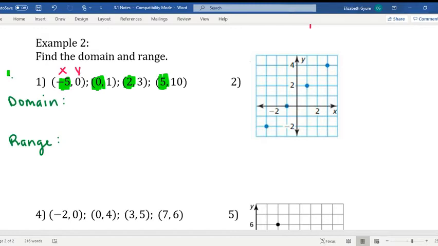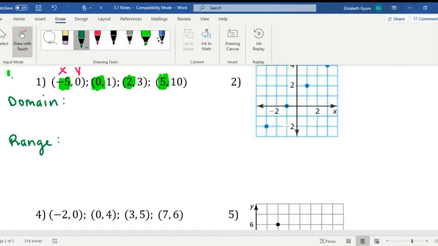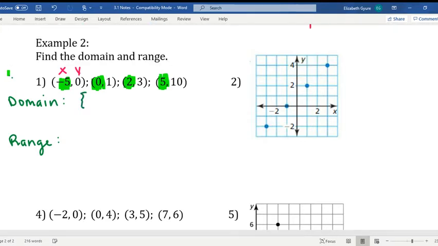And then all you have to do is write them out as a list. So I'm going to put my weird little squiggly parentheses. Just do the best you can with them. I'm not that worried about it. And I'm going to simply list those numbers: -5, 0, 2, and 5. And then I'm done with my domain. That's all it takes for that one.